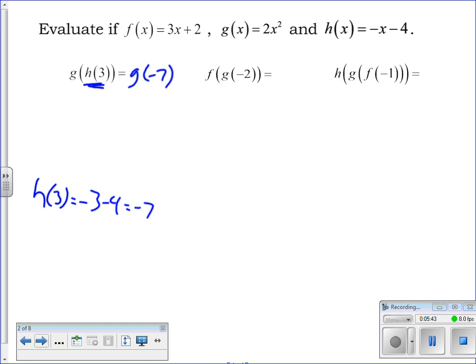H of 3 is negative 7. I put in negative 7 for h of 3. Now I evaluate this. So that's 2 times negative 7 squared, which is 98. 7 squared is 49, times 2 is 98.